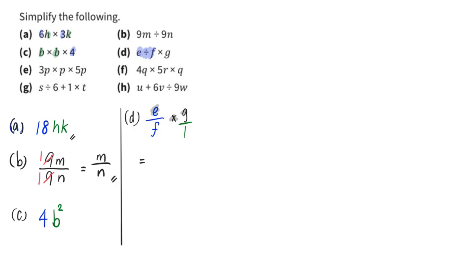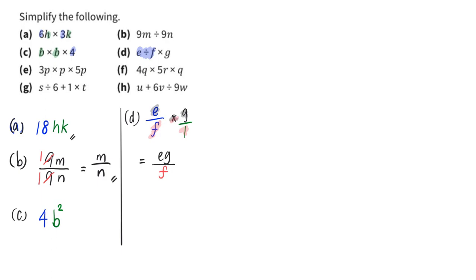Numerator times numerator will give me eg. Denominator, use another color, red color, then denominator times denominator: f times 1, 1f. Okay? And that will be for part D.